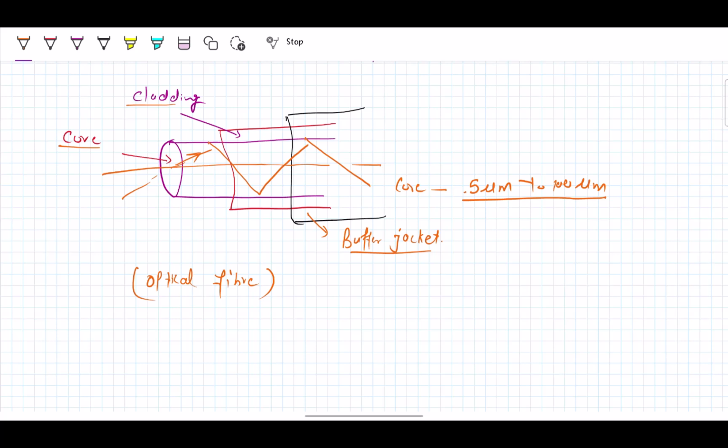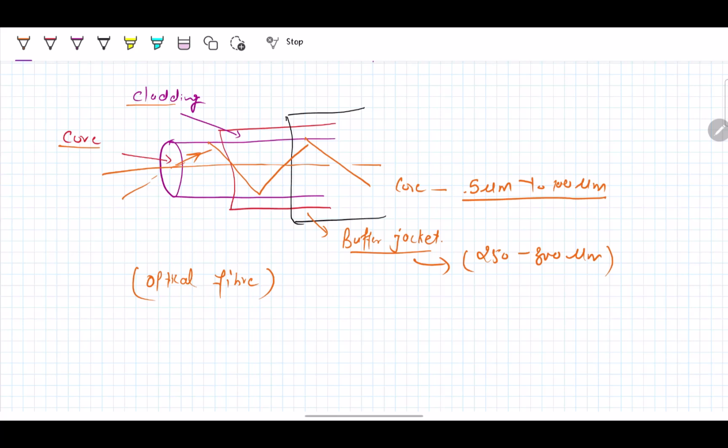Now the third main component is the buffer jacket. Buffer jacket is a plastic coating that protects the fiber, made up of silicon rubber. The typical diameter of the fiber along with the coating is 250 to 300 micron. So this is the size of buffer jacket.